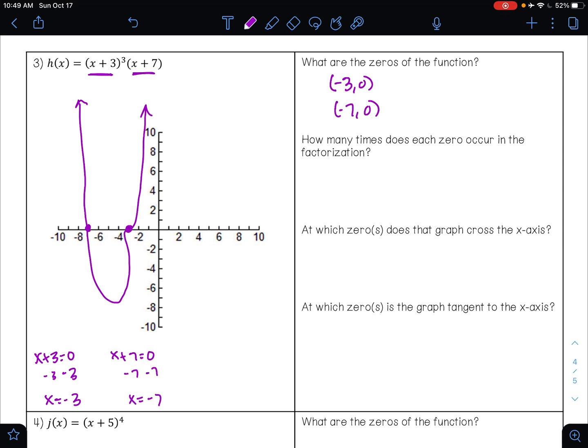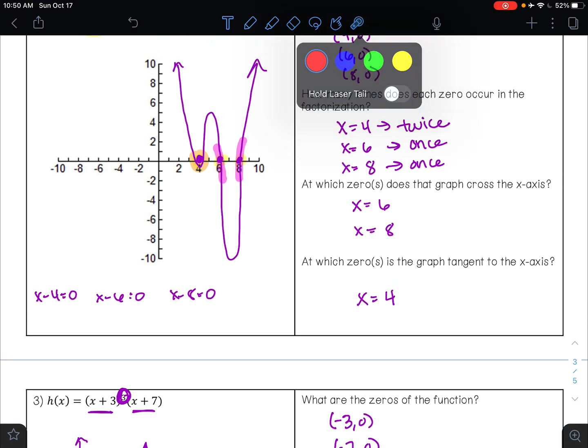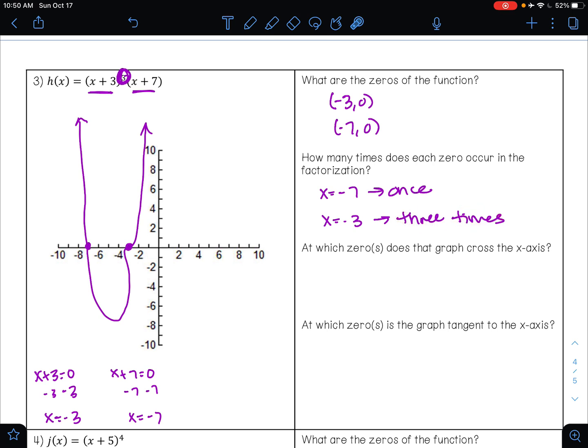How many times does each zero occur in the factorization? Well, negative 7 only happens once, but negative 3 occurs 3 times. And I know that because the exponent is 3. And then this little squiggly thing that's happening there, that's what happens when it goes through 3 times. So we say that this has a multiplicity of 3. If we were to look back up on this one, here 4 would have a multiplicity of 2, saying that it happens twice, and then saying that this one happens 3 times. So we call it a multiplicity.